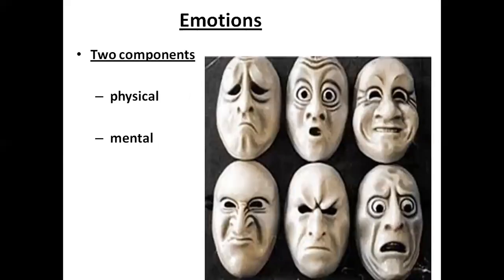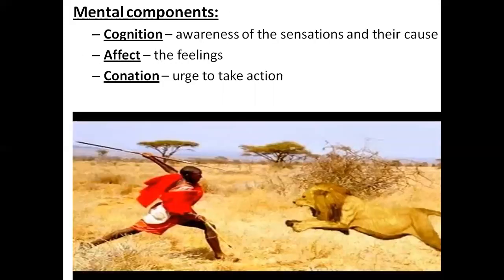Regarding emotions, there are two components of emotions. One is the physical component and one is the mental component. We know that in movies and cinemas, they show all different facial expressions for emotions: anger, joy, fear, surprise, depression, sadness. Similarly, there are two components, one being the physical component and the other being the mental component. Mental components are mainly cognition, that is, awareness of sensations and their cause.